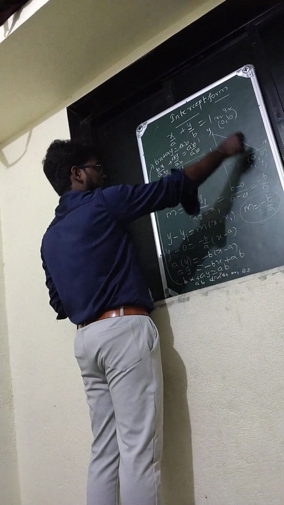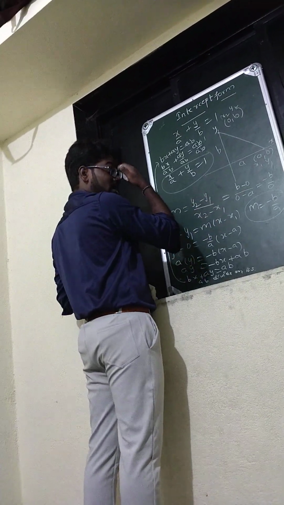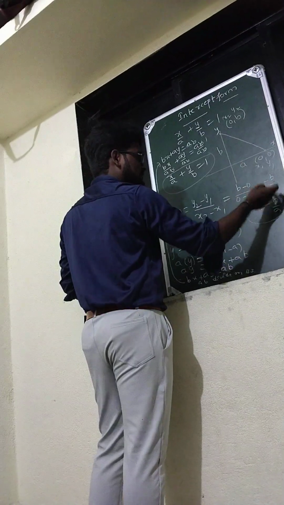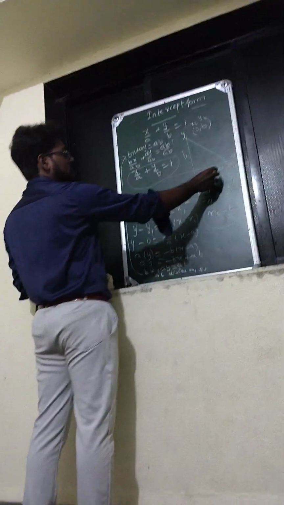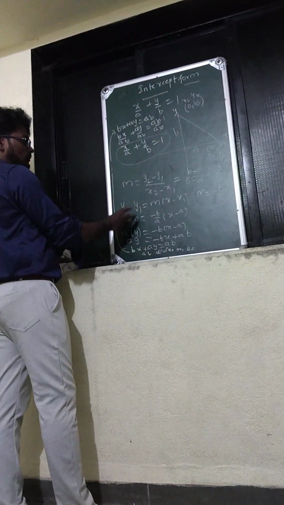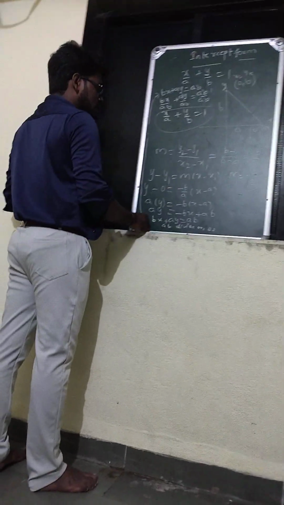And what is the two-point slope form? y2 minus y1 by x2 minus x1, which is b minus 0 by 0 minus a, minus b by a. Then the m value is minus b by a. And here x1 value is a, y1 value is 0. What is the slope form? y minus y1 equals m into x minus x1.